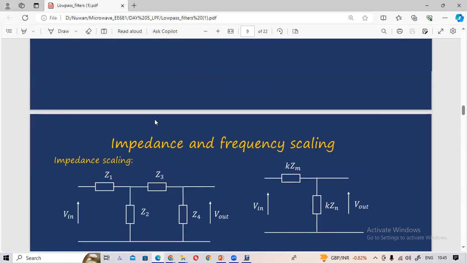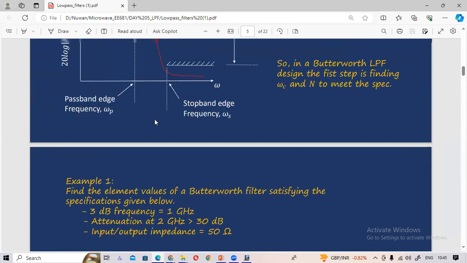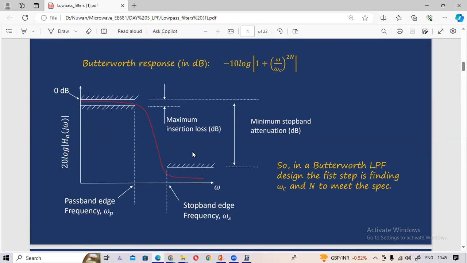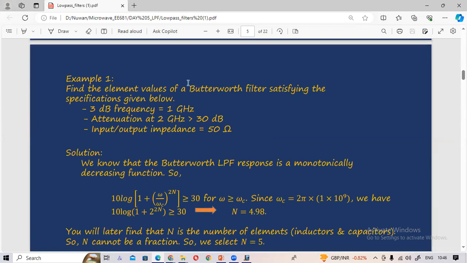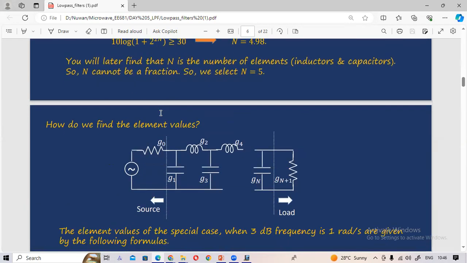But I want to show you that when we need to realize a filter, you need to use this power gain, also referred to as the power response. This is the Butterworth power response. It is like this. You have to use the power response, then calculate the filter order, then calculate the element values. So there is a design procedure there.